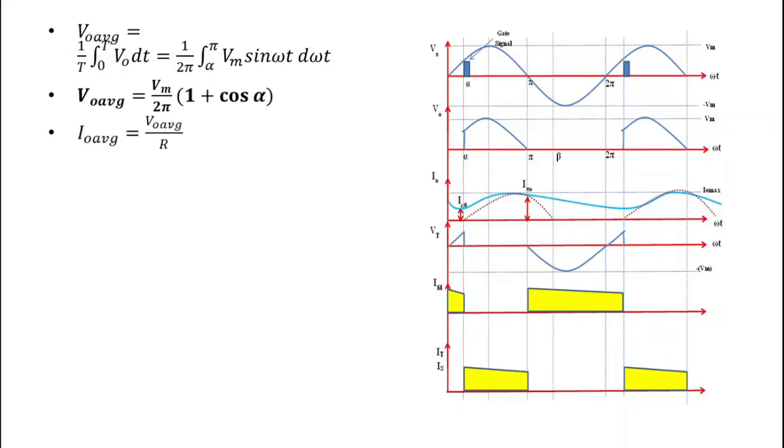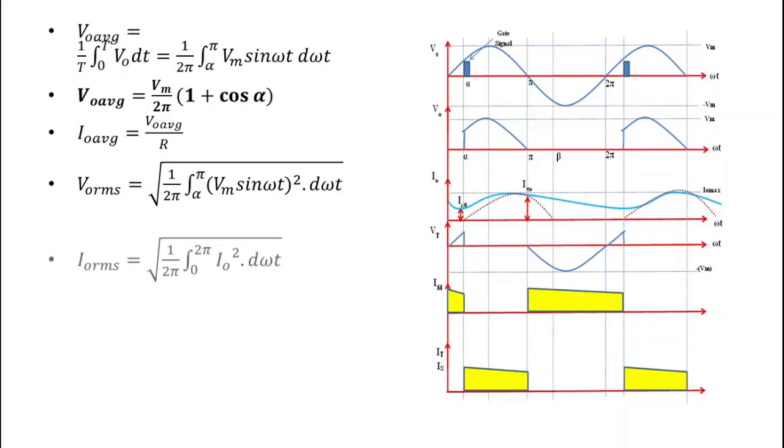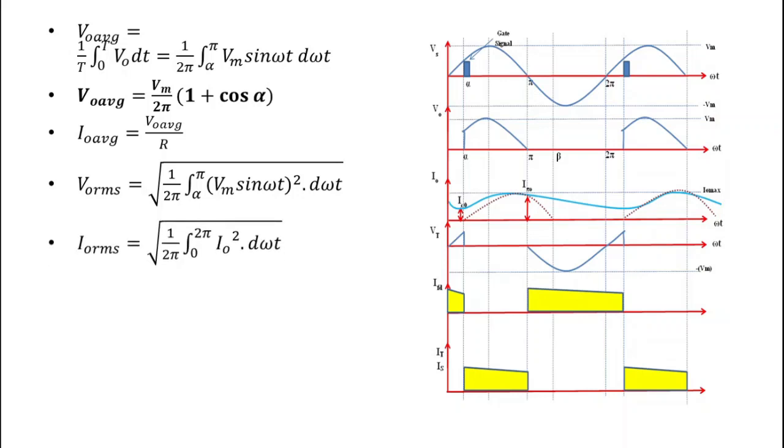What is I0 average? It is simply equal to V0 average by R, because the average value of inductor voltage is equal to 0. Now what is the RMS value of output voltage? It is simply equal to the square root of 1 upon 2 pi integration alpha to pi of the square of the equation of output voltage, that is (Vm sin omega t) squared d omega t. So on integrating this, we get the RMS output voltage, and similarly we can get the RMS output current.